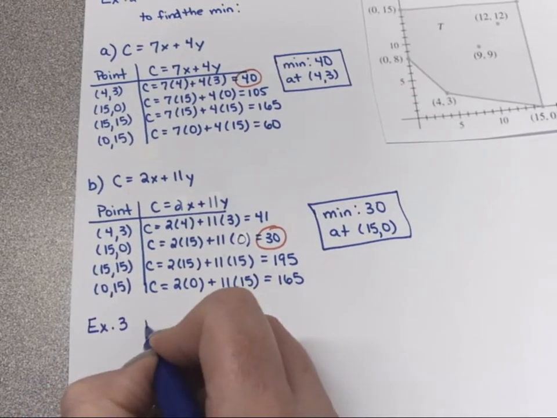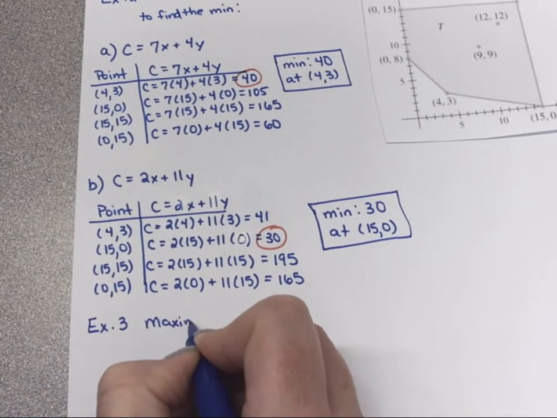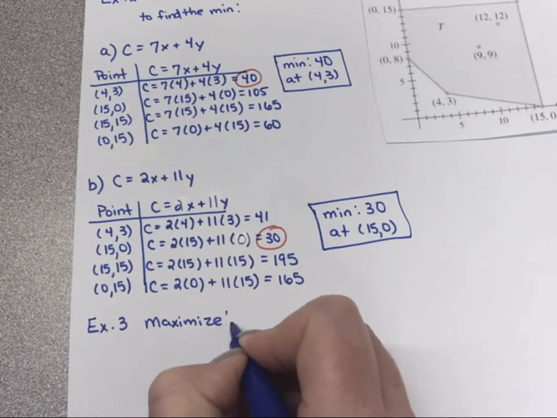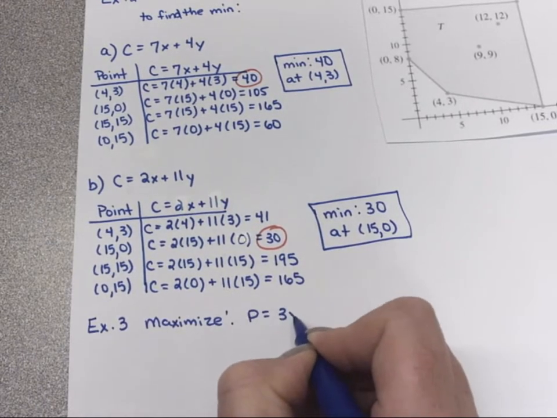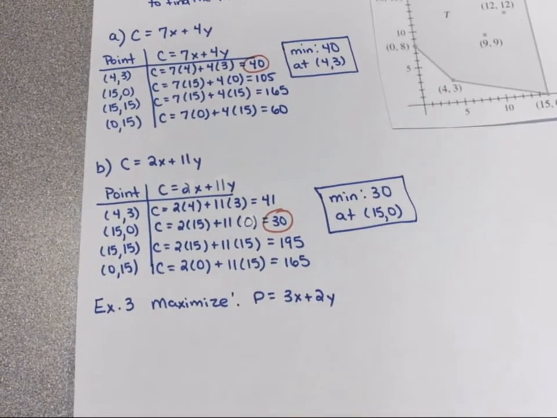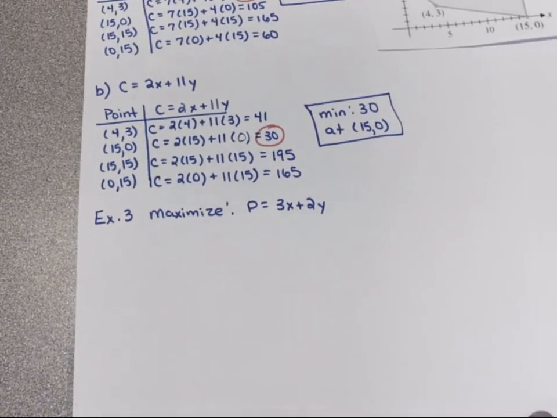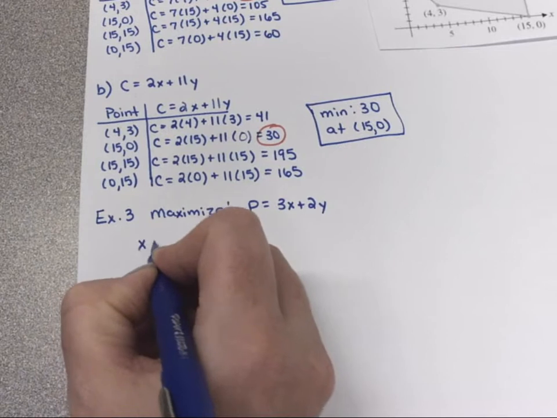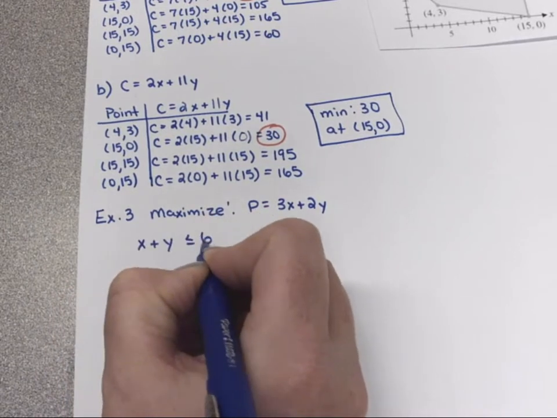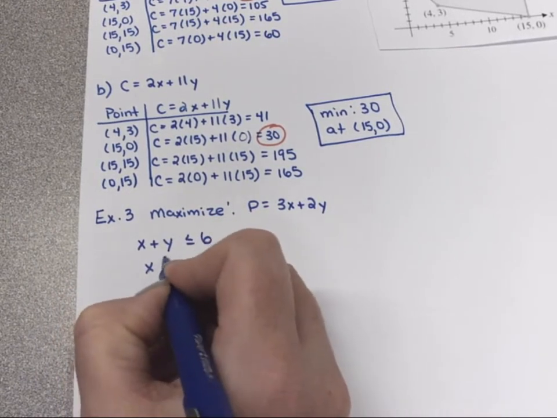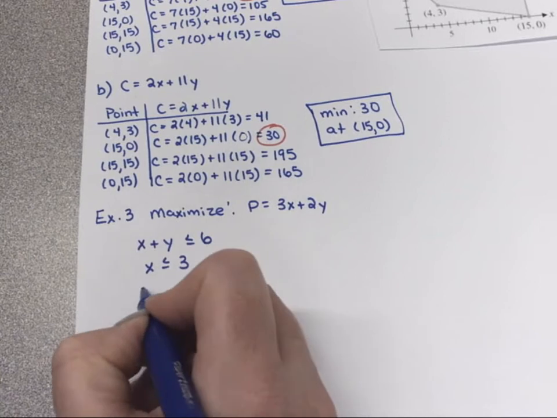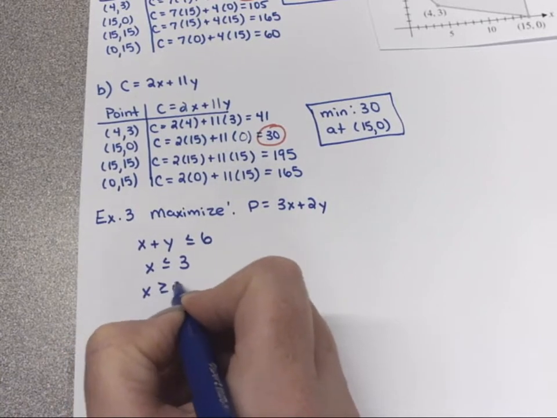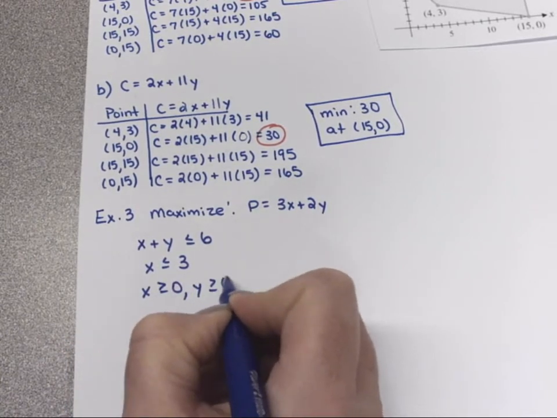Let's say that I asked you to maximize the profit function of 3x plus 2y. Now when I say maximize, what does that mean? Find the maximum, okay? And let's say here are the restrictions. x plus y can't be bigger than 6. x has to be less than or equal to 3. And x and y are both bigger than or equal to 0.